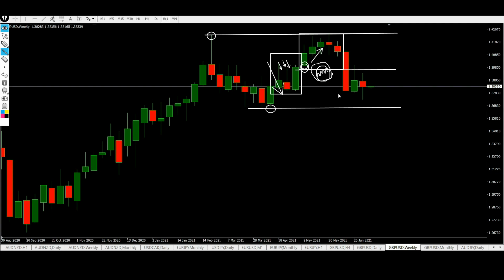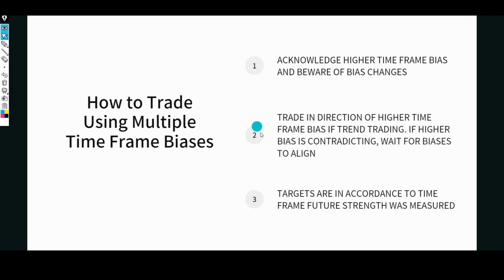Alright, so in this manner, you always want to know what the higher time frame biases are. Now if you're trading on the 4-hour chart, that means you want to know the bias on the monthly, weekly, and daily charts. Okay, let's go on to number 2. Alright, number 2. Trade in the direction of the higher time frame bias if trend trading. If the higher bias is contradicting, wait for the biases to align.